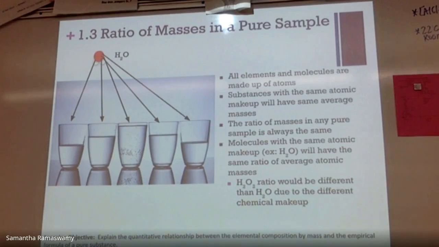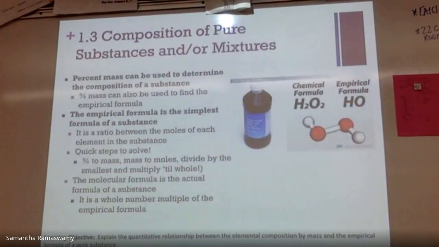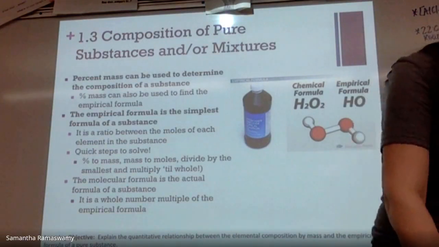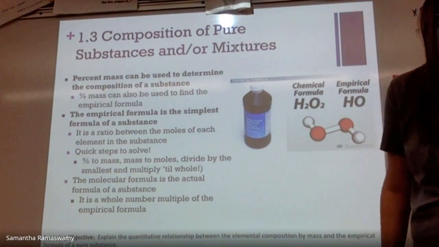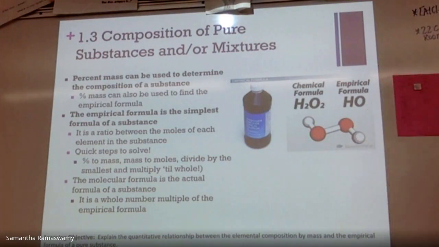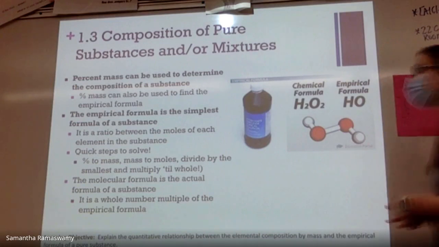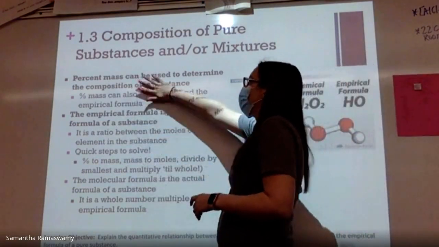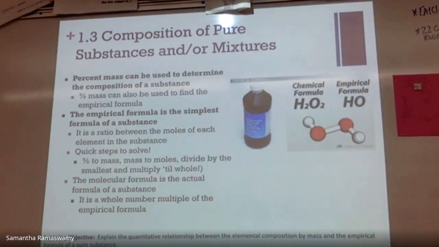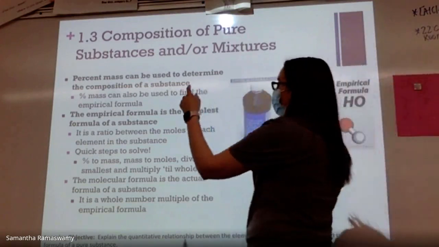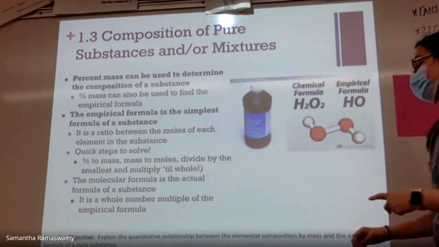The rest of 1.3 talks about empirical formulas. At the bottom of 1.3, the last part, the essential knowledge, talks about empirical formulas. Percent by mass is another way that we can look at composition. So this slide really has two different things, percent by mass and empirical formula.